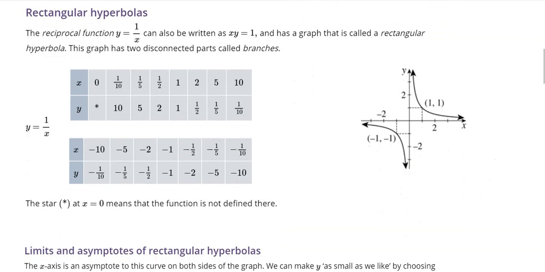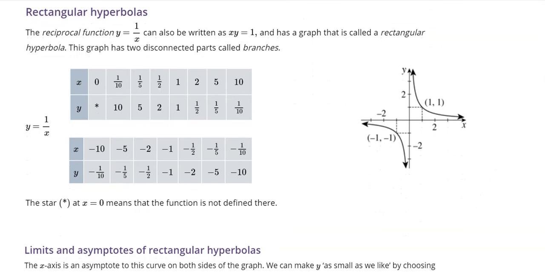So the other type is the rectangular hyperbolas, and these do have two asymptotes for a very good reason. These are interesting in how they behave. They're called rectangular because it can be shown in the form of xy equals 1, as well as the equation y equals 1 on x.